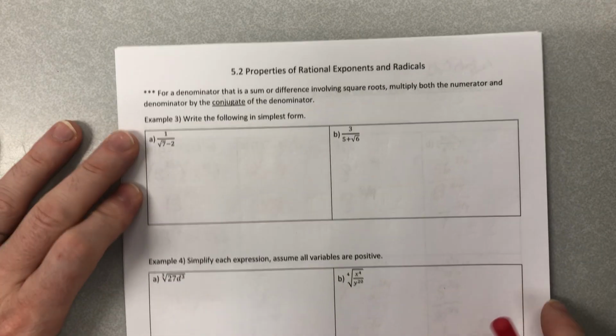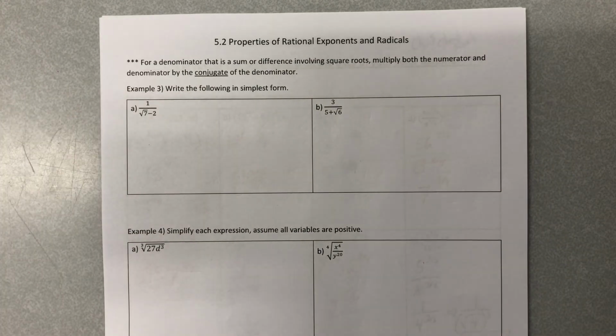All right, our last page. Last page is going to start off by something that we call conjugates. For any denominator that is a sum or difference involving square roots, we're going to multiply both the numerator and the denominator by the conjugate of the denominator. All right, remember, conjugates differ only in the sign in between them, and it makes it nice for us because when we multiply them, the middle terms cancel out, and that's what's going to help us get rid of the radicals.